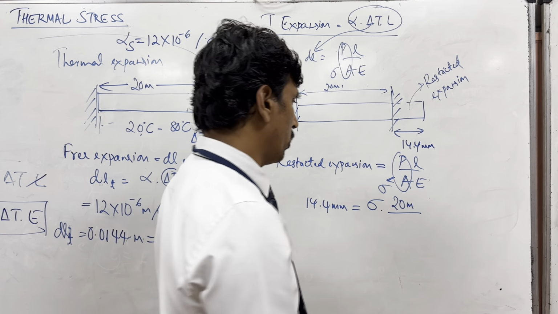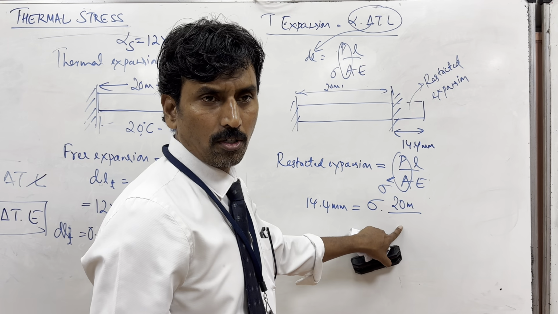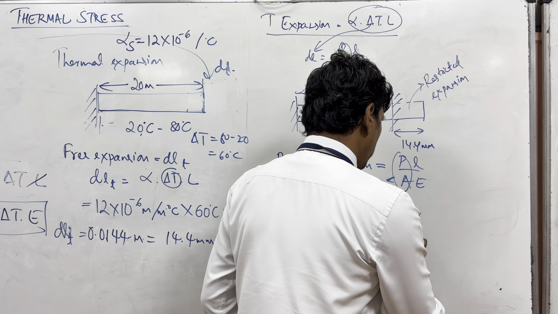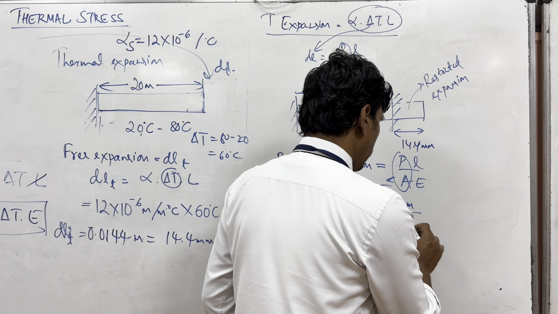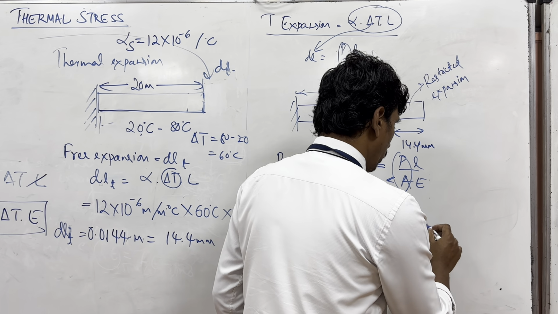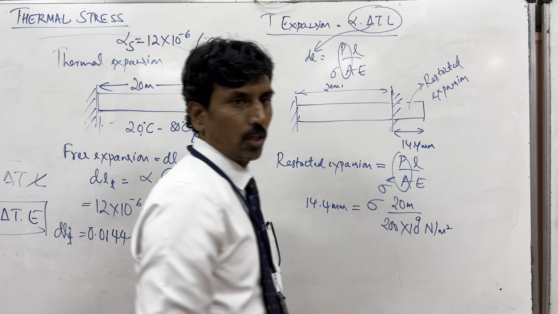That's 20 meters. So how much is actually Young's modulus? 200 GPa. So 200 into 10 to the power of 3 GPa, no? So 200 GPa. So Pascal is 200 into 10 to the power of 9 Newton per meter square, I'll write. So it is 200 GPa.